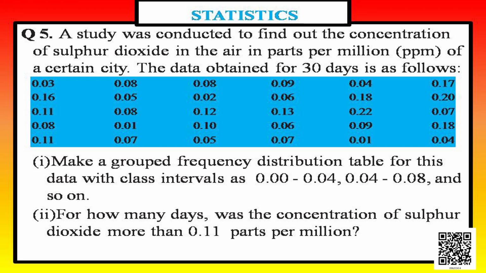Next is question number 5 of exercise 14.2. Here also we have a set of data given to us and they asked us to, first bit, make a grouped frequency distribution table for this data with class intervals given to us as 0.00 to 0.04, then 0.04 to 0.08 and so on. And the second bit they asked, for how many days was the concentration of sulfur dioxide more than 0.11 parts per million. So let us make the table first.